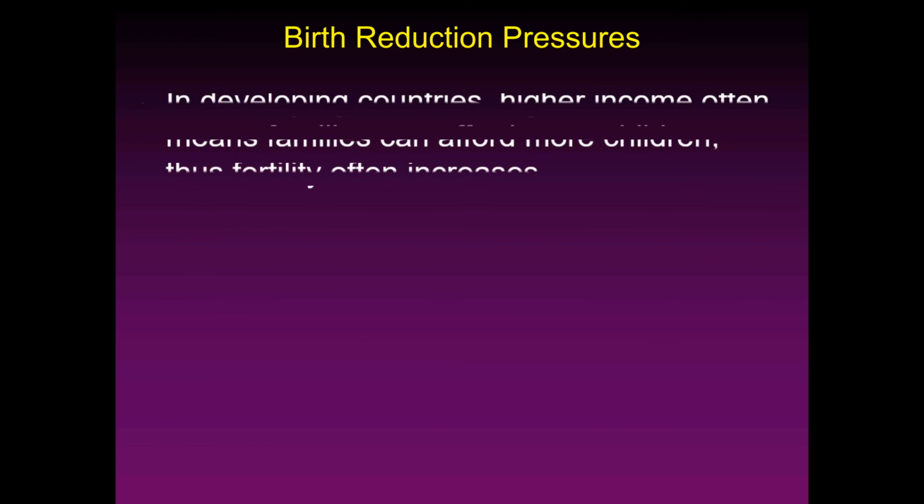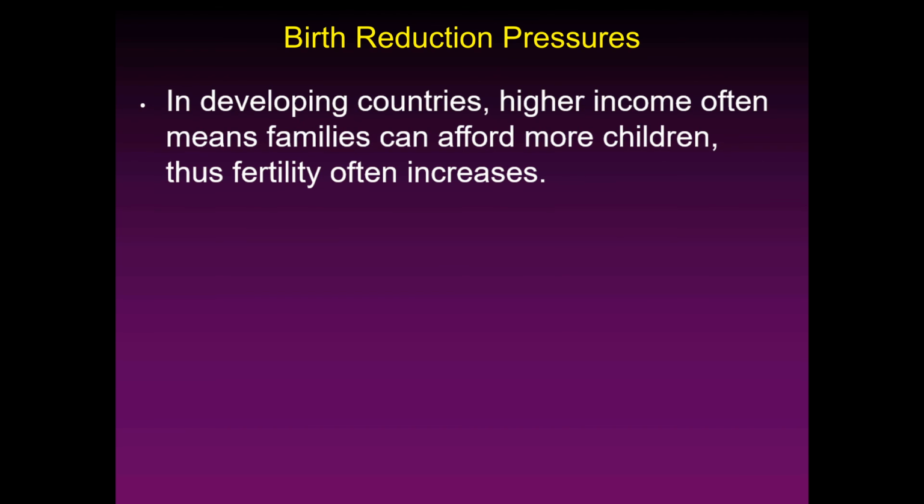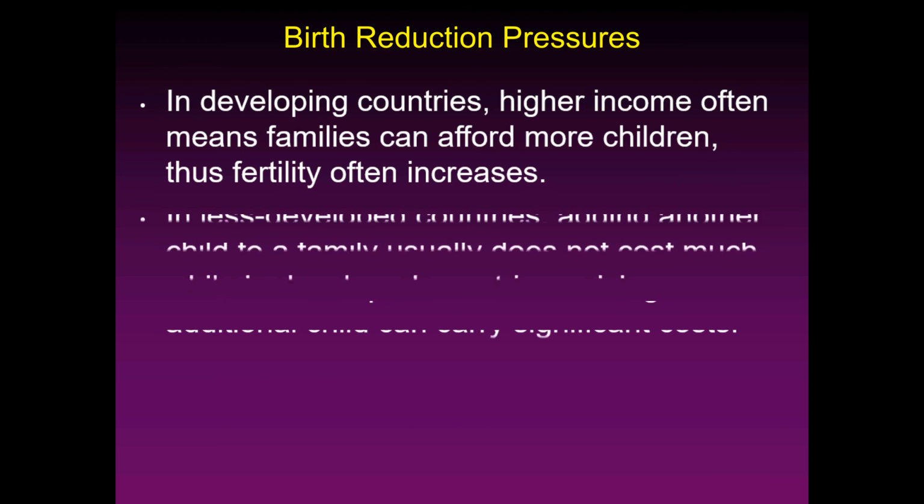So, birth reproduction pressures. In developing countries, higher income often means families can afford more children, thus fertility often increases. There is this lag from when it's like, wow, I have a ton of money, to, okay, now how am I responsible with it? As you have more money and more food, you can afford to have more children because you can feed them and provide for them. And so there's this lag until the rest of society catches up.